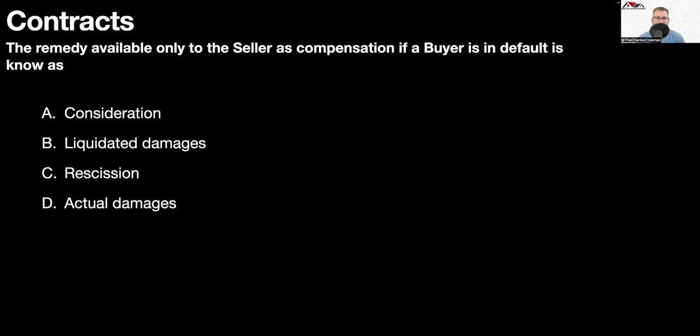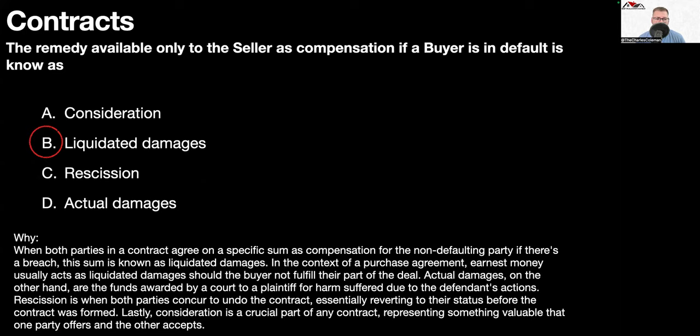The remedy available only to the seller as compensation if a buyer is in default is known as liquidated damages. When both parties in a contract agree on a specific sum as compensation for the non-defaulting party, it's their breach. This sum is known as liquidated damages. In the context of a purchase agreement, earnest money usually acts as liquidated damages should the buyer not fulfill their part of the deal. Actual damages, on the other hand, are the funds awarded by a court to a plaintiff for harm suffered due to the defendant's actions.